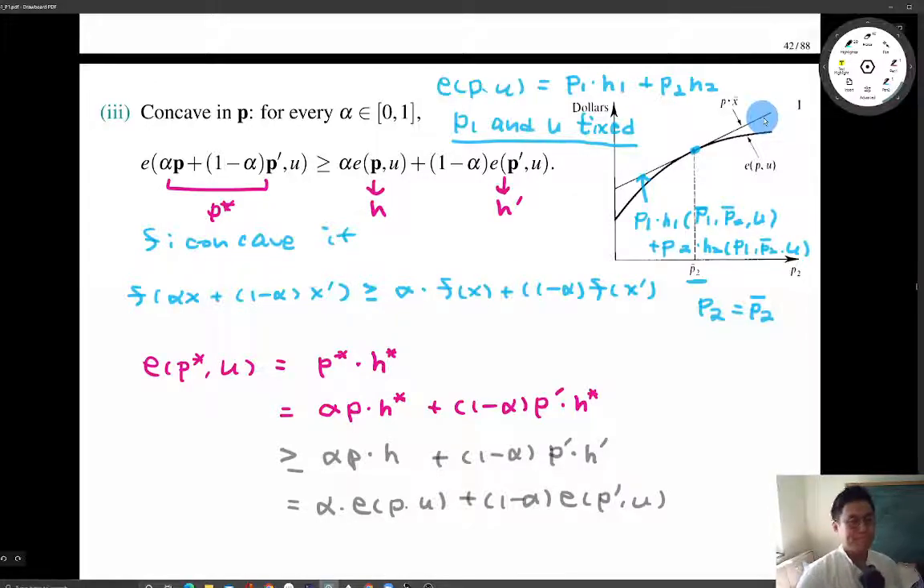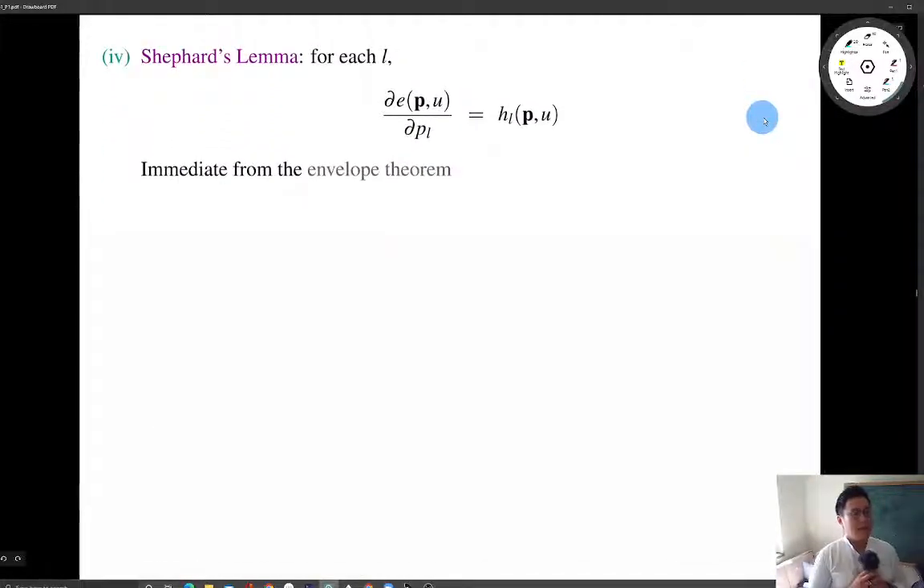All right, cool. The next property is Shephard's lemma. It tells us that the partial derivative of the expenditure function with respect to P_L, the price of good L, indicates the Hicksian demand for that good.